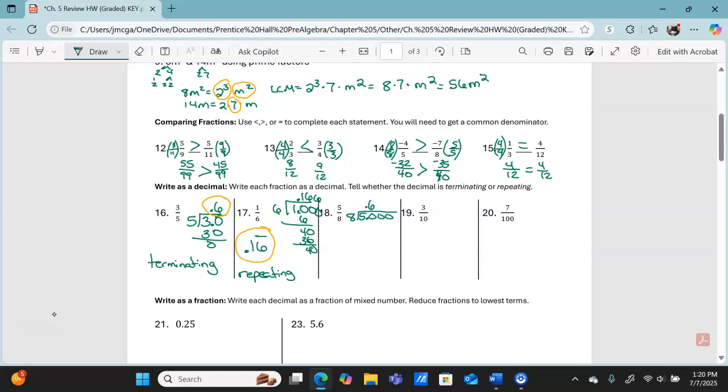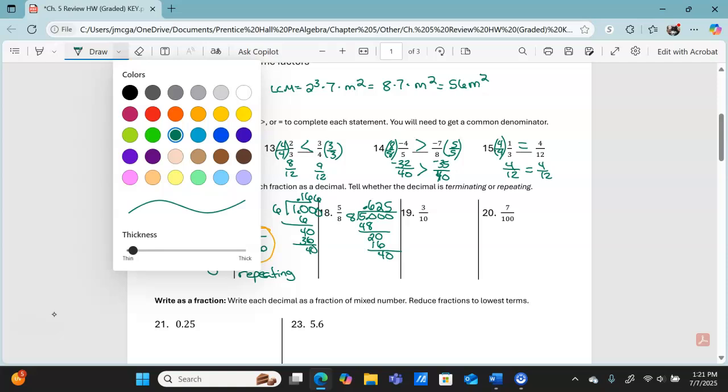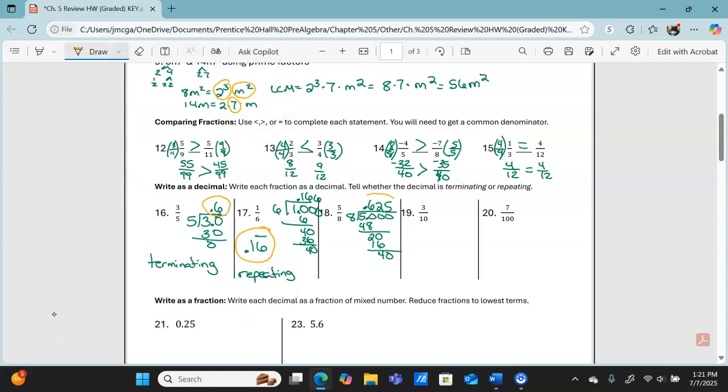8 will go into 5 6 times. 6 eighths is 48. 50 minus 48 is 2. Bring down a 0. 8 will go into 20 2 times. 16, 20 minus 16 is 4, bring down another 0. 8 will go into 40 5 times. And so my answer is 0.625. And it is terminating because it comes to an end.